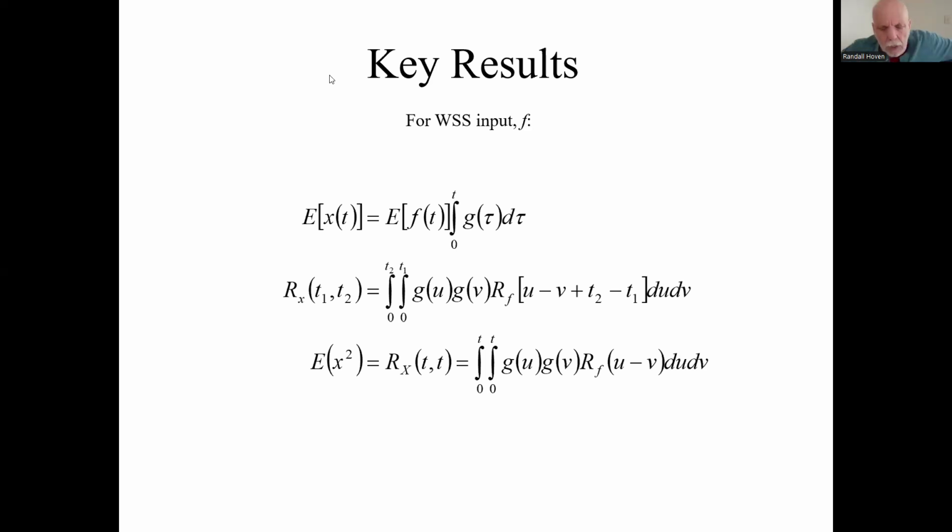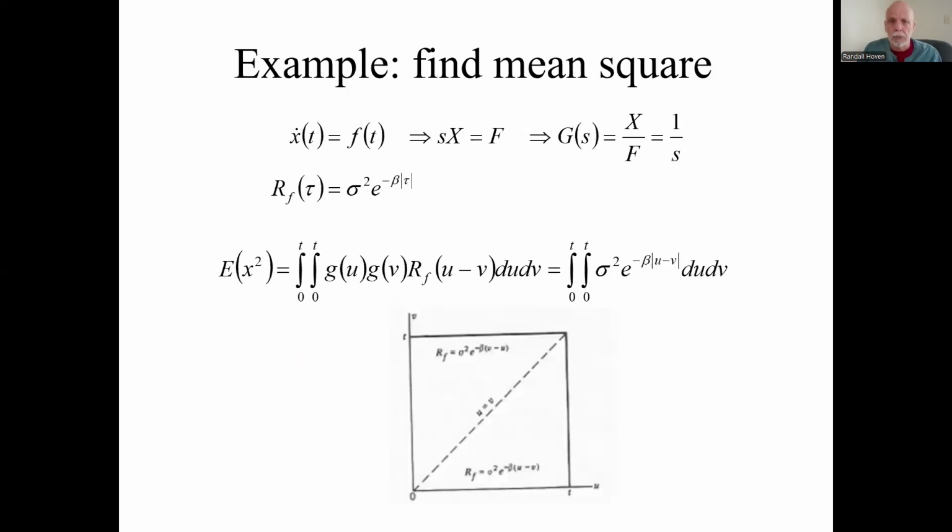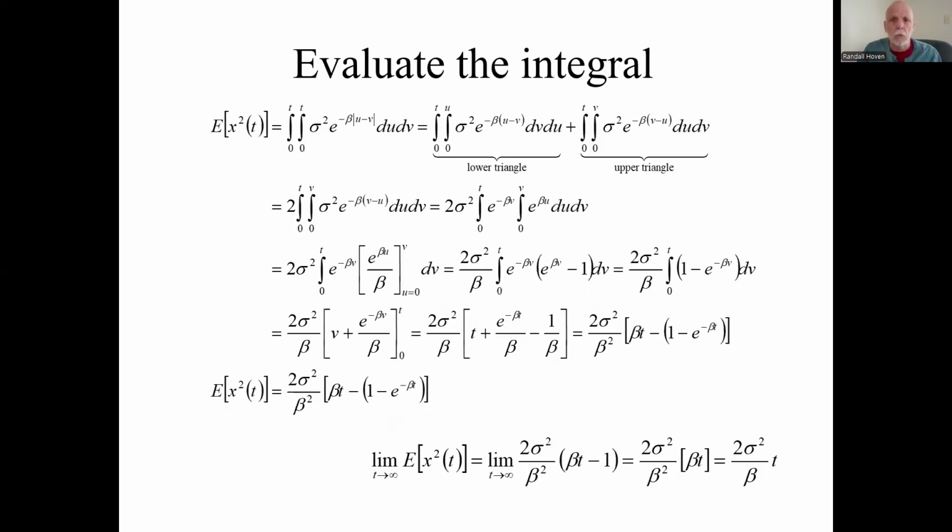So we're now looking at the outputs of linear systems when the inputs are random processes, and we're looking at it over all time. In the previous video, we derived these three formulas for the mean, the autocorrelation function, and mean square of the output. I did a couple of examples. I'm going to do another one.